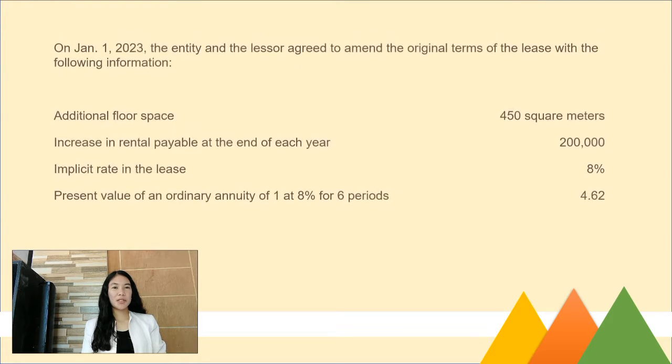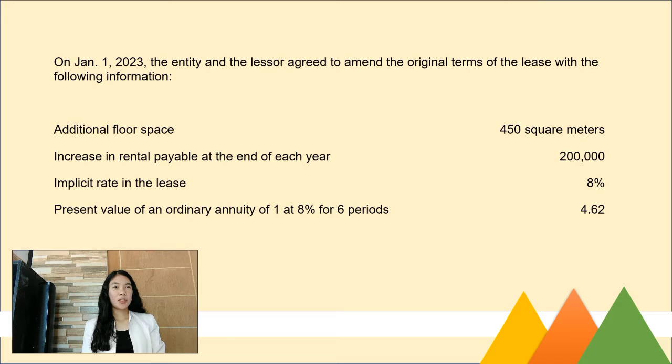Here is the continuation of our illustrative problem. On January 1, 2023, the entity and the lessor agreed to amend the original terms of the lease with the following information. Additional floor space, 450 square meters. Increase in rental payable at the end of each year is 200,000. Implicit rate in the lease is 8%. And the present value of an ordinary annuity of 1 at 8% for 6 periods is 4.62. So dito, nagkaroon na ng increase sa rental. And if that's the case, the entity shall account for it separately.